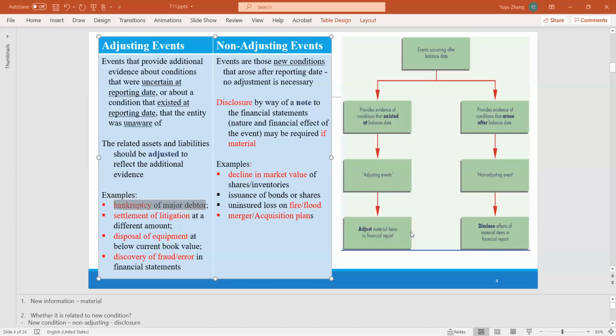Okay, any question here? So in your decision making, first, is it new information? Second, is this material? Third, is this about a new condition or an old condition? Then you can make your decision, okay?